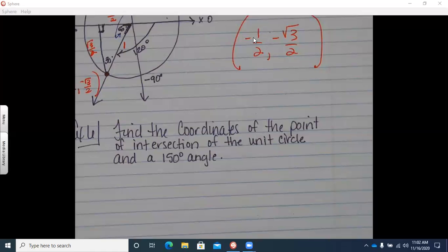Oh, no, what'd you get? Negative square root of 3 over 2, comma 1/2. Anybody else get that? That's what I got too. Okay. So it's positive. So we know it's going clockwise. What quadrant is it going to be in? Quadrant 2.